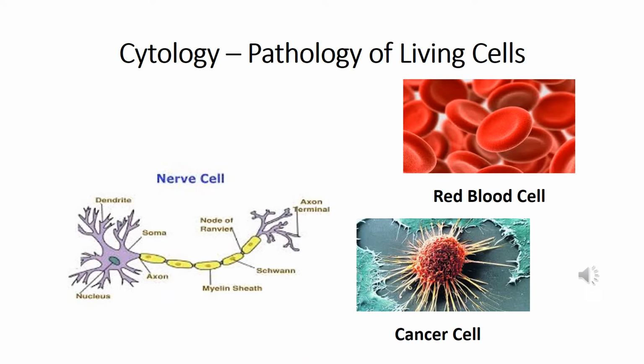Cytology is the study of living cells, whether they're nerve cells or blood cells, cancer cells. Cytology is the study of cells and all its components. This gives you a quick view of how different cells look like. In fact, these are all cells in the human body. Red blood cells, top right, it's a cancer cell on the bottom. And on the left is a nerve cell, which looks a lot like a flower.